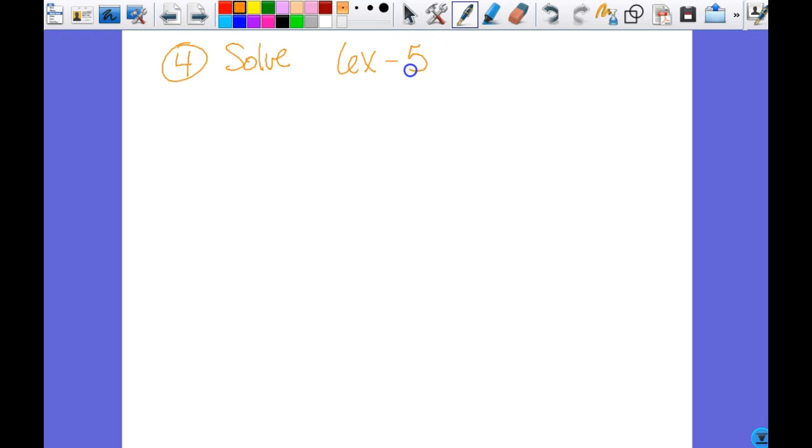6x minus 5 is greater than 6 over x. In order for me to solve this, I've got to get it all on one side of the inequality sign first. Okay, so let's do that. This is going to give me 6x minus 5 minus 6 over x is greater than 0.